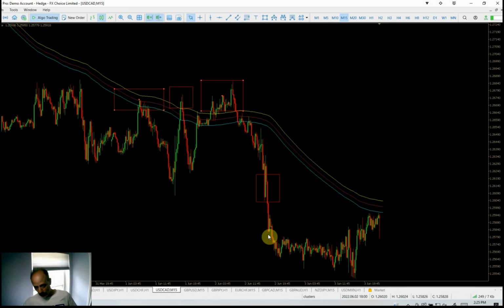There's no entry. You've already missed this move. It started back here, and do not chase the market, because as you can see, it didn't go down much further, and then it reversed, and you probably would have had a loss or a break-even trade on your hands, and it's just a bad entry.